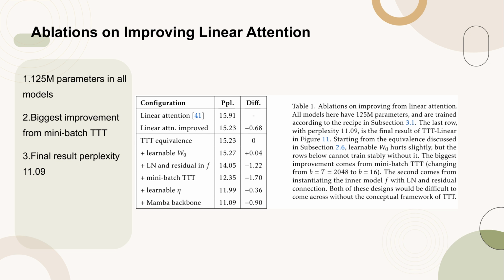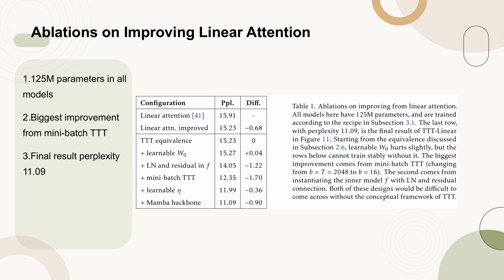Table 1 presents the ablation studies on improving from linear attention. All models in the table have 125 million parameters and are trained according to the recipe in subsection 3.1. The last row, with a perplexity of 11.09, represents the final result of TTT-Linear as shown in Figure 11. Beginning with the equivalence discussed in subsection 2.6, the introduction of learnable W_0 slightly affects performance, but subsequent rows demonstrate that training stability is compromised without it.